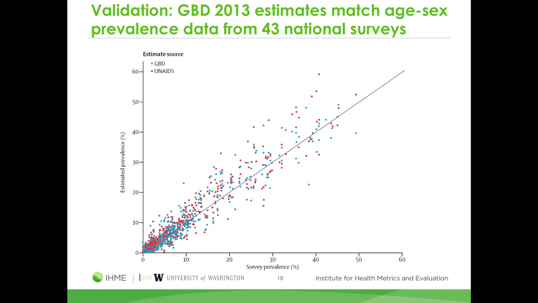The blue dots are the GBD analysis that's published, and the red dots are UNAIDS analysis. The x-axis is the prevalence by age, sex group in nationally representative surveys in 43 countries, and the y-axis is the estimates. As it turns out, if you just run a simple fit statistics, there's a slightly better fit for the GBD compared to the surveys than for the UNAIDS numbers, which are about 7% on average higher than the surveys. But that's a pretty small difference given all the uncertainty that's in the sort of modeling in the background.